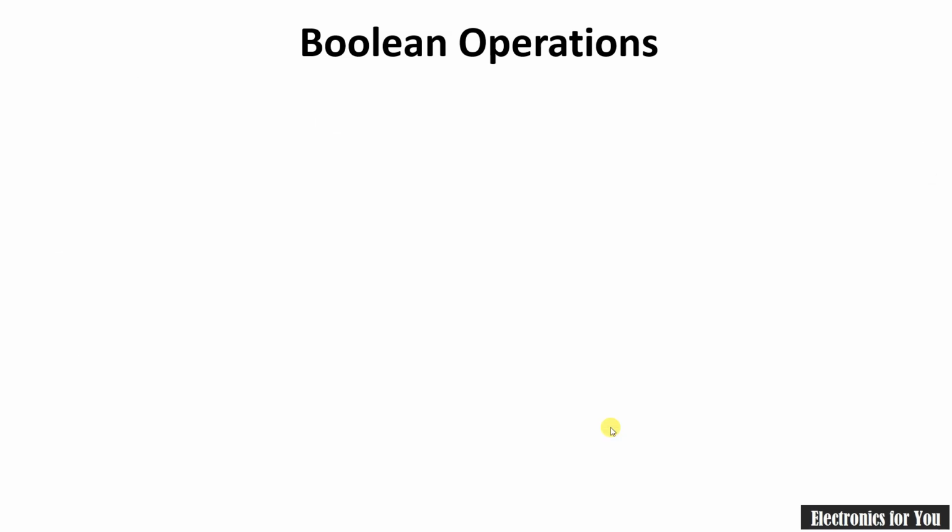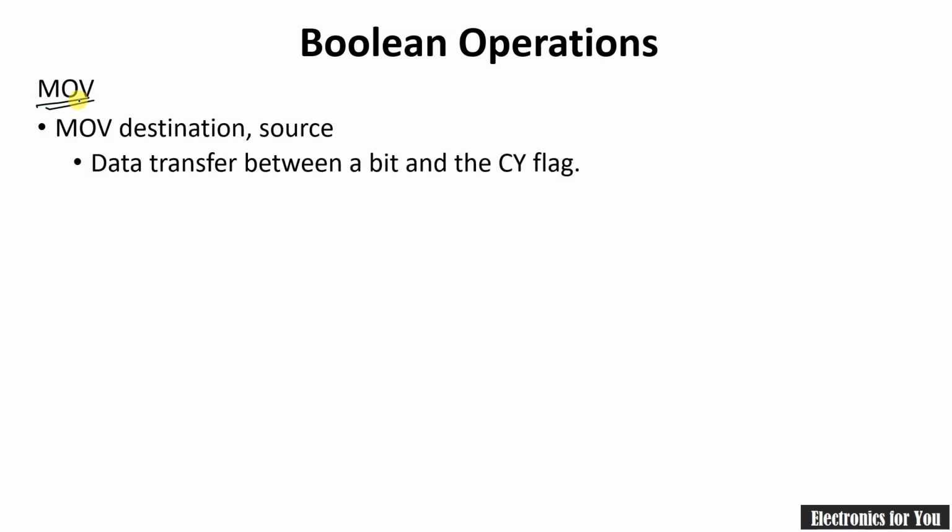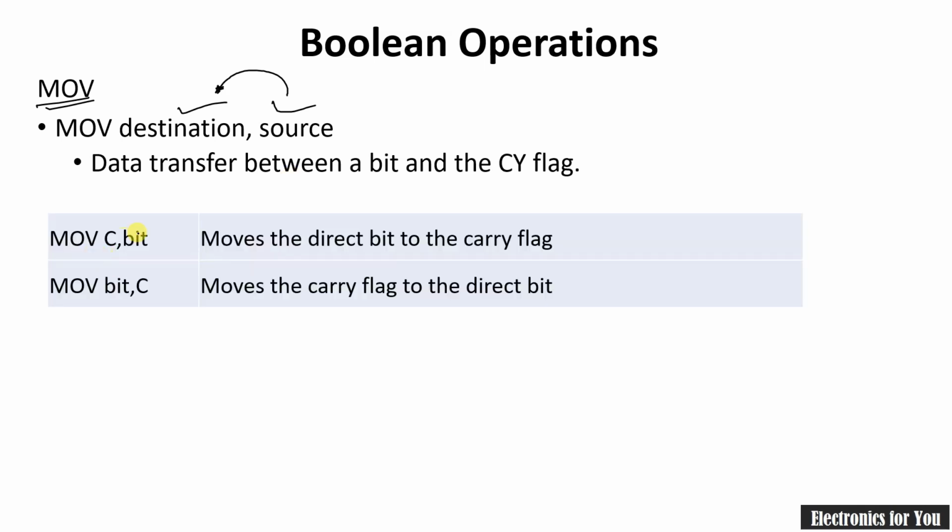The next one is the move instruction, again one of the most important, similar to the move instruction used in data byte operations. It simply means copying. The format for move is move destination comma source. So the source is written on the right hand side, whereas the destination is written on the left hand side. It will transfer data between a bit and the carry flag. The instruction may be MOV C comma bit or MOV bit comma C.